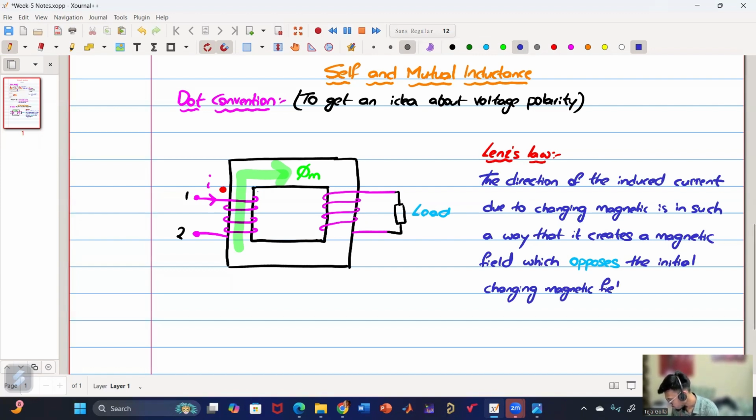Okay, so now what it says is the current direction in the other coil, the second coil, should be in that way so that the flux will be in this direction. So the flux should be in this direction according to it. If that is the flux direction, what should be the direction of the current?